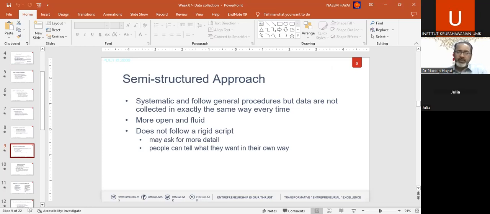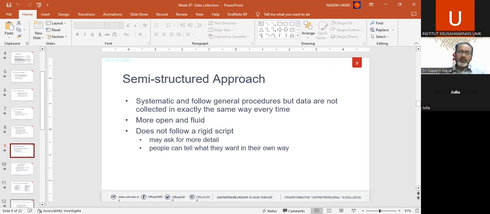More open and fluid. More open means the discussion can lead somewhere else which is not planned. Fluid means it is an interactive session where follow-up questions come, and the person who is answering may lead somewhere that is not pre-decided by the scholar.